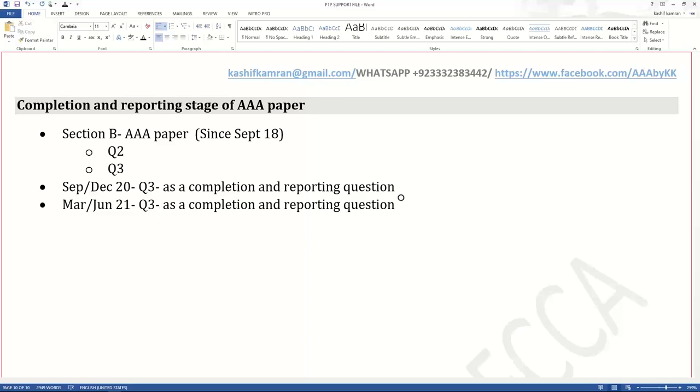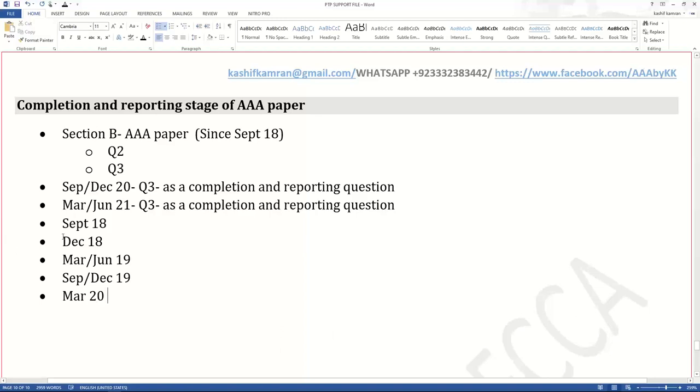Now, when you look at the exam sittings other than the recent one, suppose you look at the September 18 exam sitting, you look at the December 18 exam sitting available, you look at the March, June 19 exam sitting available, you look at the September, December 19 exam sitting available, you look at the March 20 exam sitting available. In all these exam sittings, the examiner has used question number 2 as the completion and reporting question.